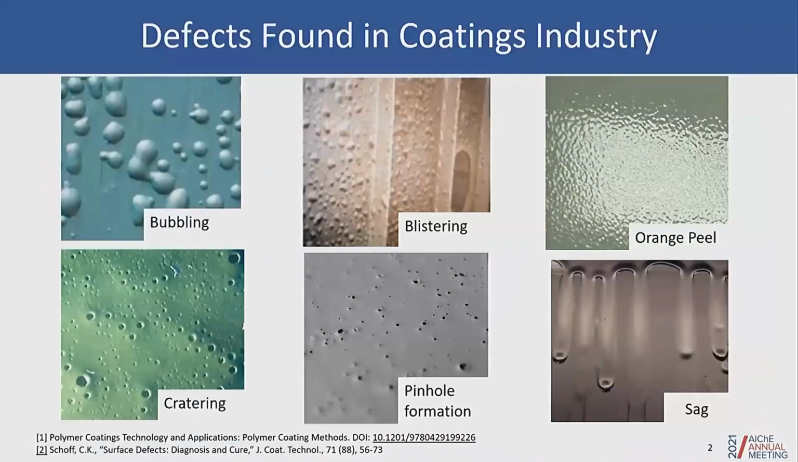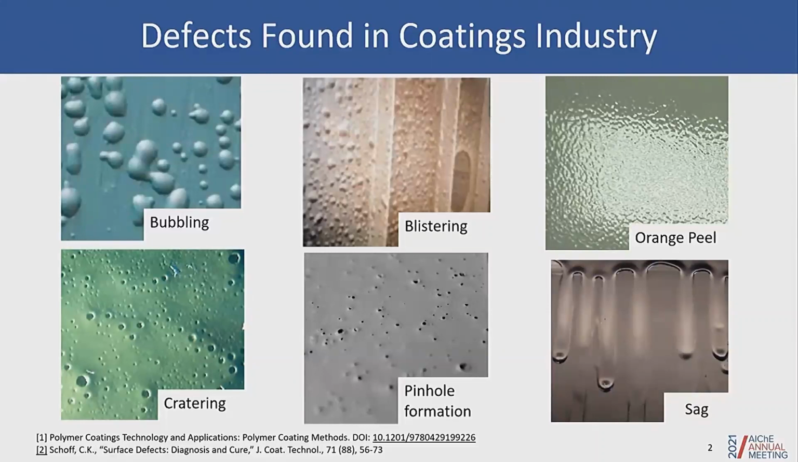All right. So immediately following the application of coatings onto surfaces, there exists a very complex interplay between the rheology and kinematics, which can give rise to a variety of defects. These defects can happen due to energetic instabilities, which is the case for bubbling and cratering, or due to air entrapment within the coating, which is the case for blistering and pinhole formation, or it could also happen due to flow-driven instabilities.